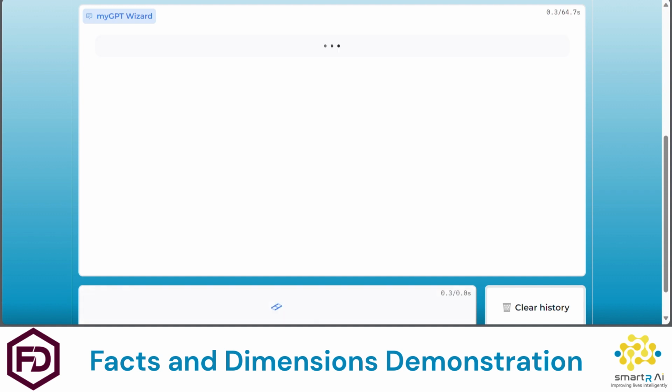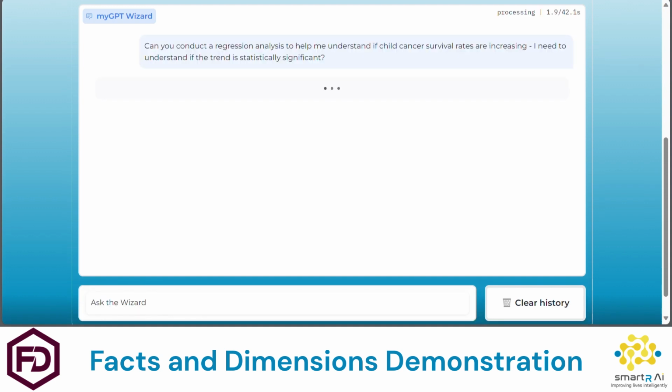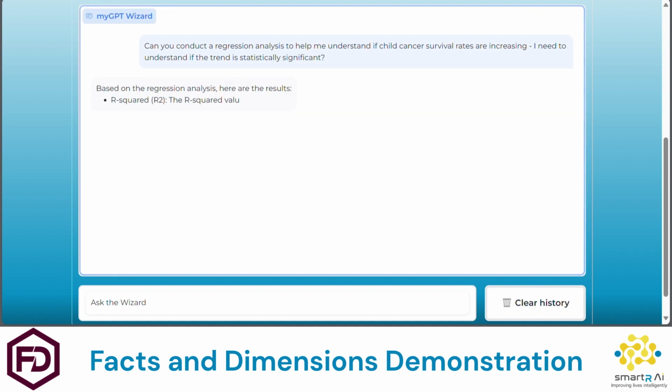I want to understand if the trend we saw before, where we noticed that it looked like cancer survival rates for children were increasing, is backed by statistical evidence. A regression analysis should help us answer that question. We're asking MyGPT to collect the relevant data, conduct the analysis, and then also provide us with easy-to-interpret results. We can see that the system has responded.